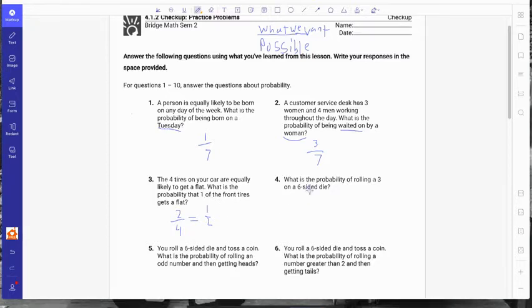What is the probability of rolling a 3 on a 6-sided die? So how many sides are there? How many possibilities are there? There are 6 possibilities. Well, of that 6-sided die, this goes 1 through 6. There's only 1 3, so we have 1 over 6.